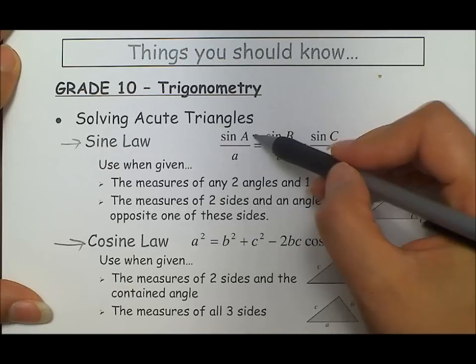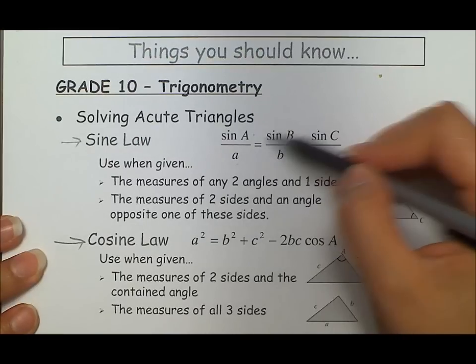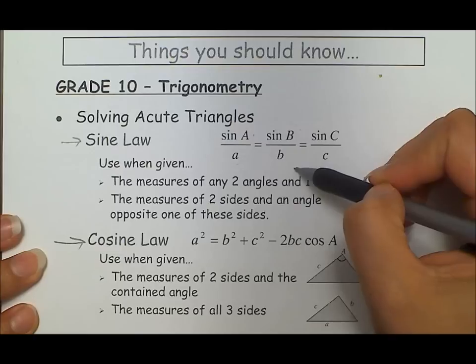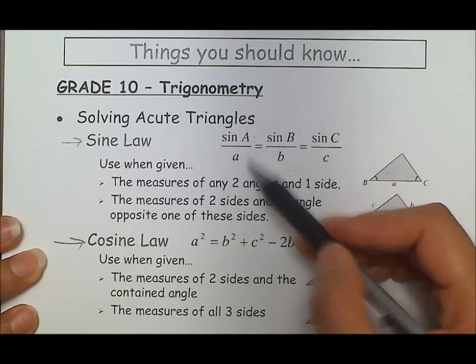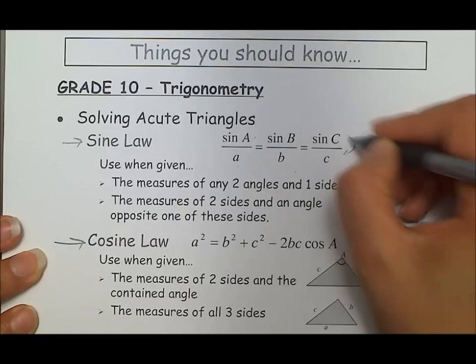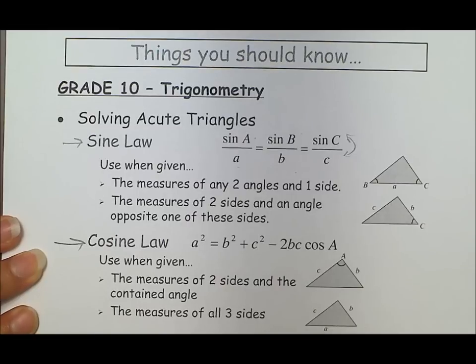Sine of the angle over the side length that's across from it is equal to sine of the other angle over the side that's across from it, etc., etc. And so this is one way of writing it. The other way is to flip the numerator and denominator that we have right now. So you would have the side length at the top and the sine of the angle at the bottom.